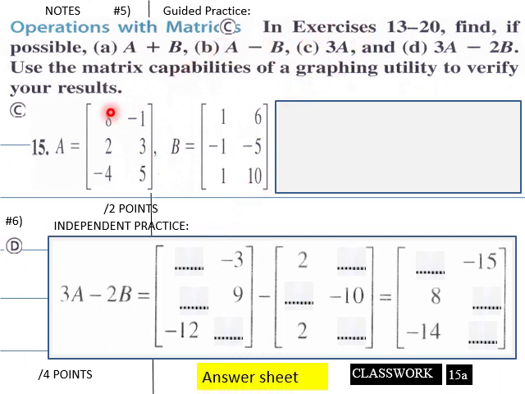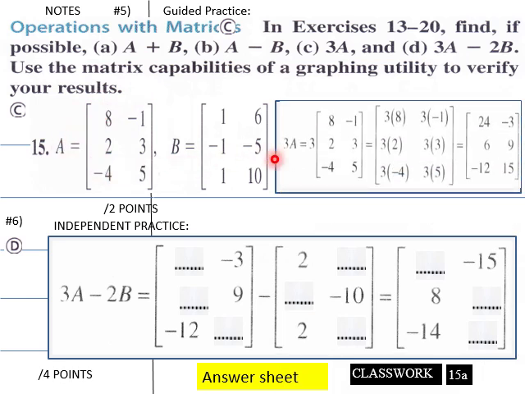So let's try one now. We're going to do parts C and D of example 3. Matrix A is 8, -1, 2, 3, -4, and 5. Then B is 1, 6, -1, -5, 1, and 10. So C here would be 3A. We multiply 3 times A: 3 times 8, 3 times -1, 3 times 2, 3 times 3, 3 times -4, and then 3 times 5. And we come up here with our product of 3 times A.